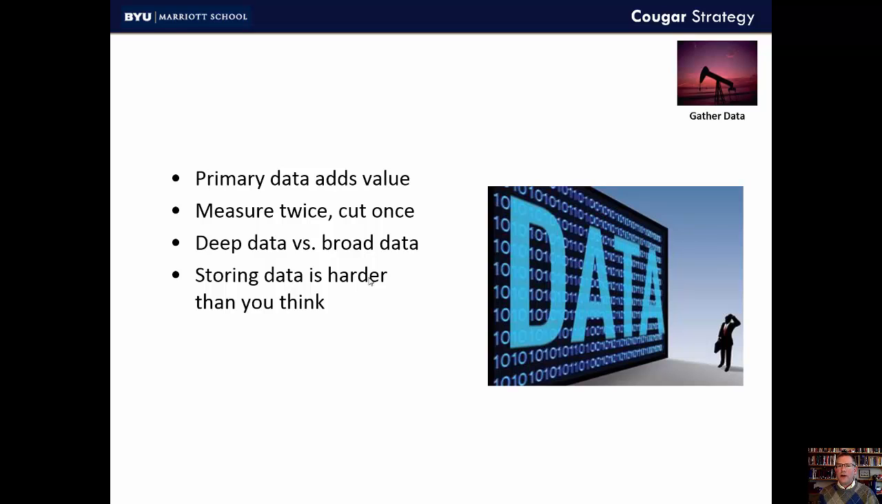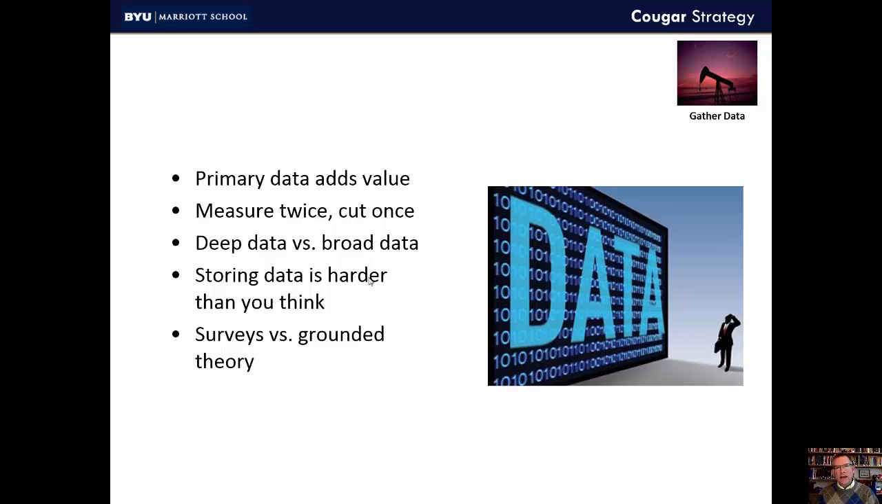Be aware that storing data is actually harder than you think. It's easy for files to get lost. It's easy for interviews to get misplaced. So your data manager needs to be active in making sure that you've got both capture, collection, and access to all the data that you'll need.